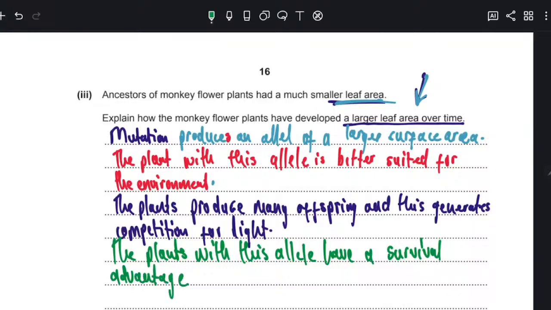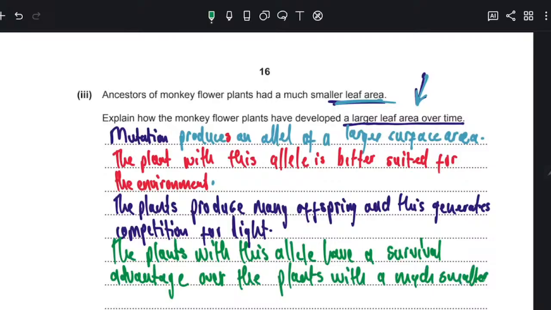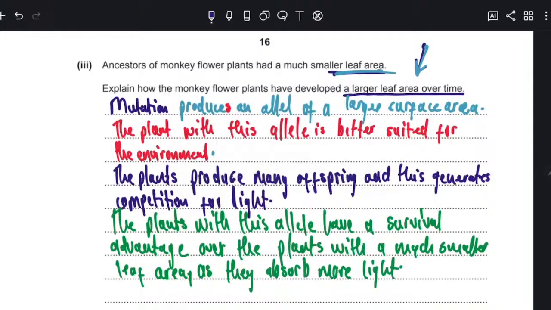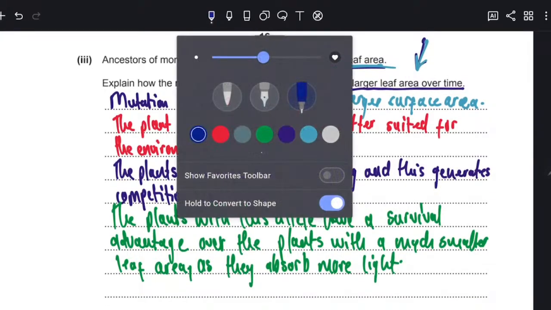The plant with this aloe have a survival advantage over the plants with a much smaller leaf area. You see? As they absorb more light, the larger your leaf, of course, the better you photosynthesize, so you survive. So you have a survival advantage.